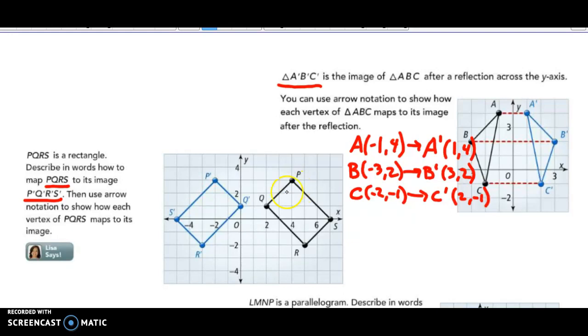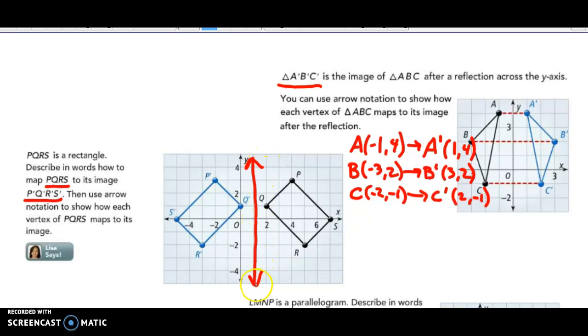that rectangle PQRS reflected, but then I need to say what line it reflected across. So clearly it's reflected across a vertical line. But in this case, it didn't reflect across the y-axis. It appears to have reflected across this line. So we need to think about what I could call this line.